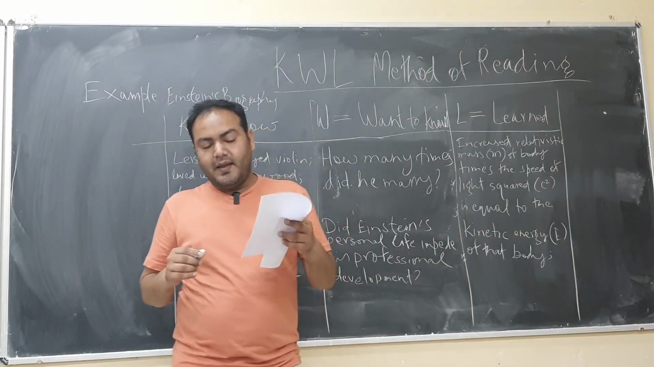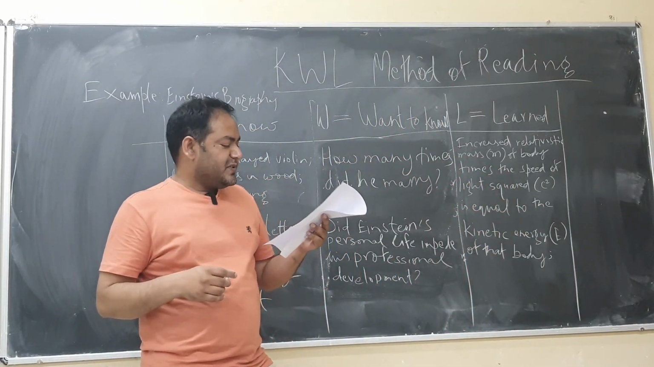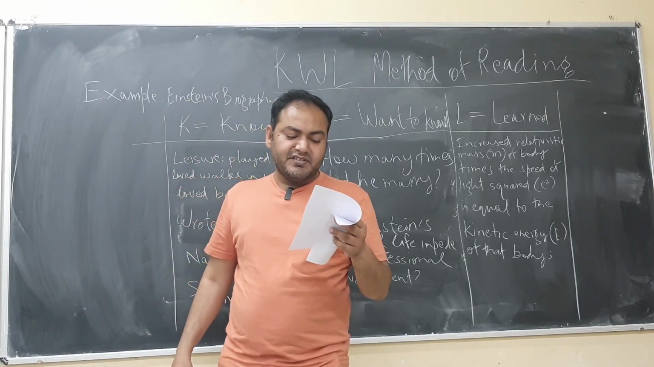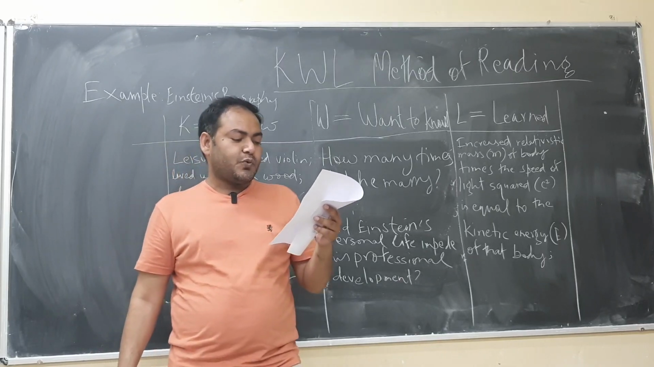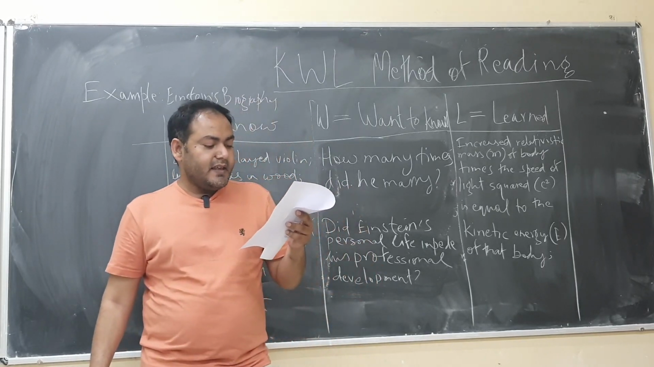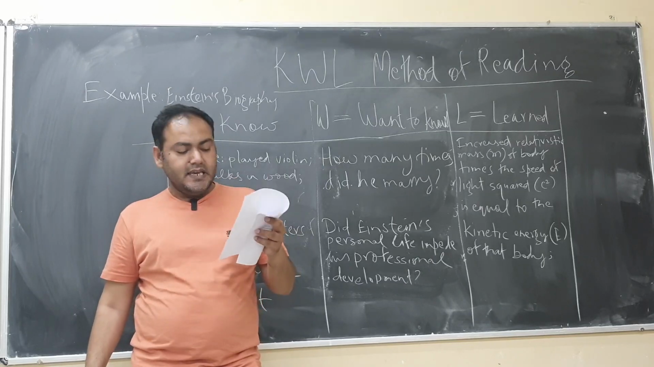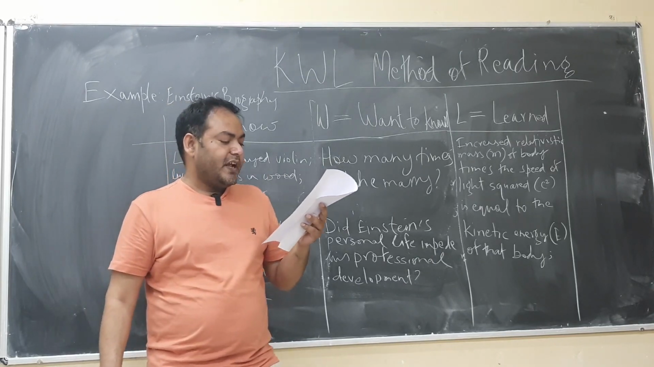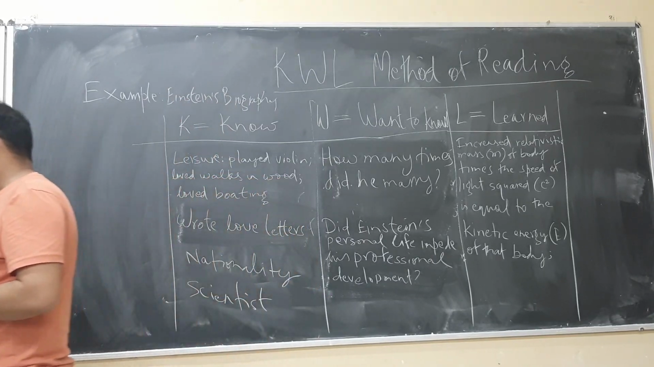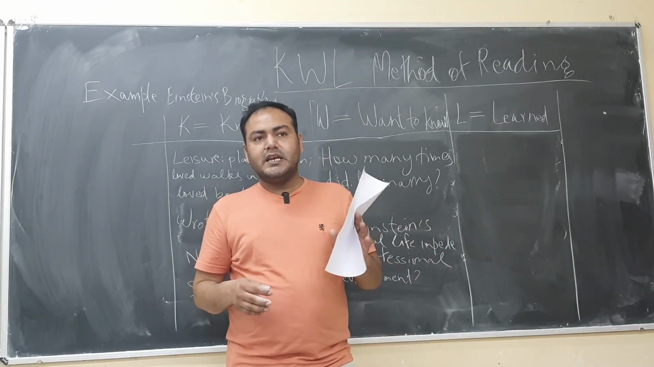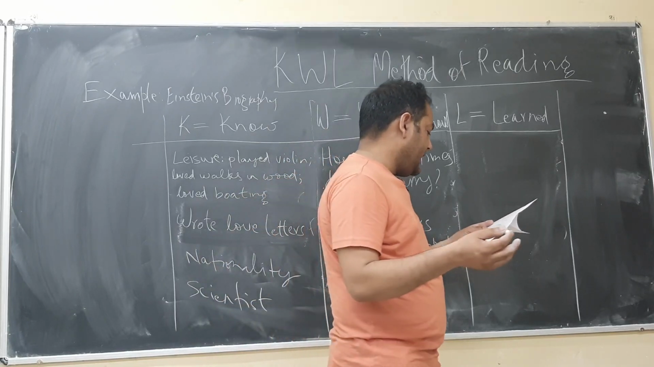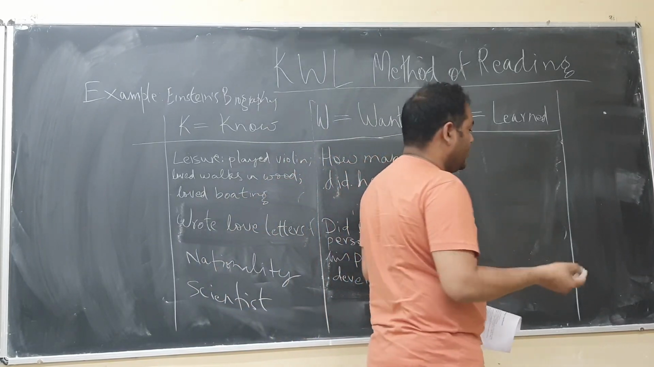what E equals mc square meant, which means increased relativistic mass, which is m, of a body times the speed of light squared, which is c square, is equal to the kinetic energy, which is E in capitals, of that body. Another thing that I learned from the biography was application of this E equals mc square. So supposedly it was used in nuclear bomb making.